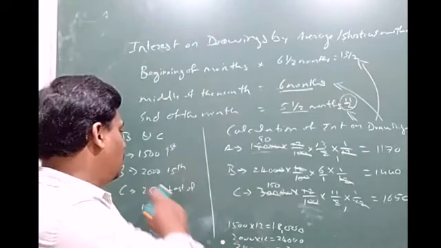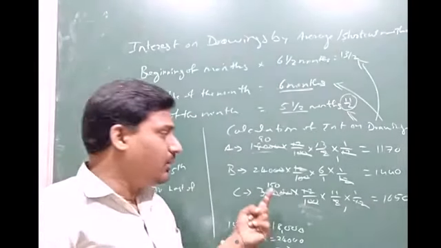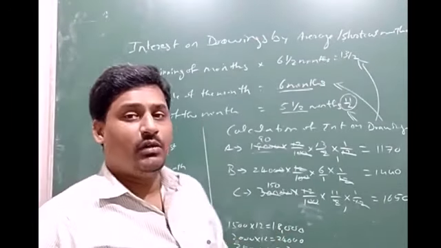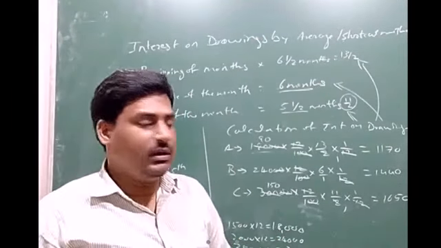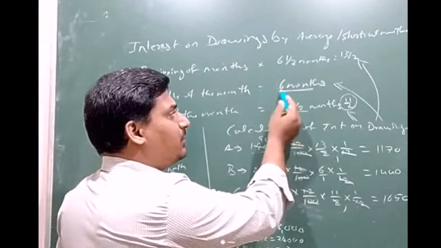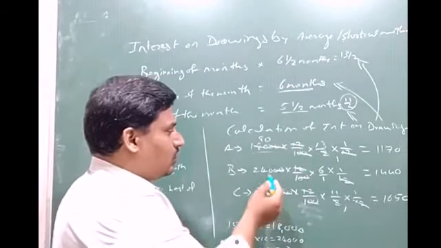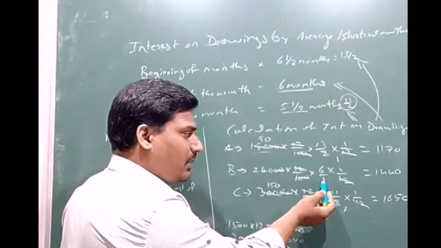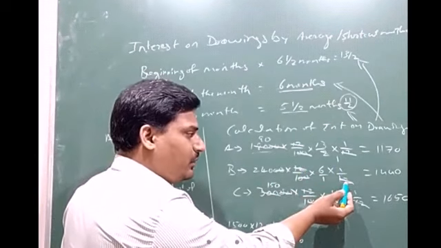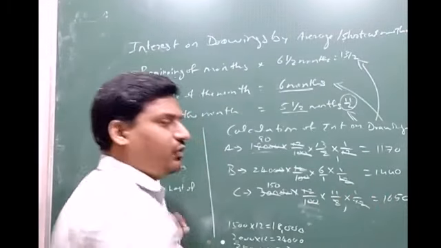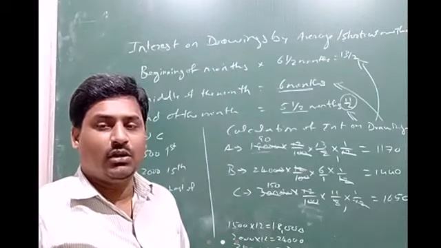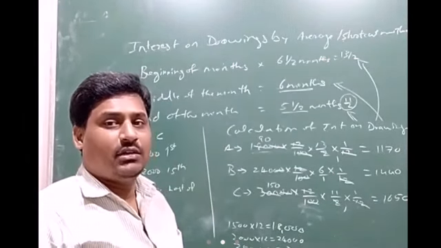B has withdrawn on the 15th of every month for all 12 months. So the amount he has withdrawn is 2000 per month. Total amount withdrawn by B is 24,000. As he has withdrawn on the 15th of every month, the average period is 6 months. So 24,000 into 12 divided by 100 into 6 divided by 1 into 1 divided by 12. So 1440 rupees.